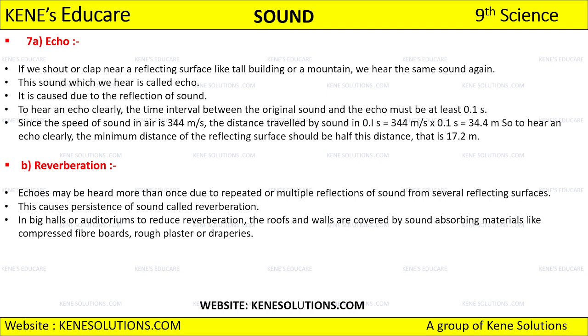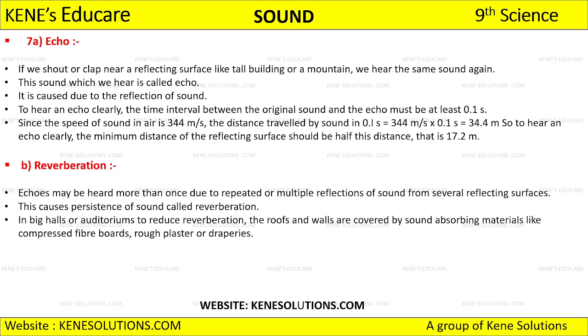And why is it so? Why are we able to listen to this sound? Because of the reflection of sound. Now you know what exactly reflection is, right? So it's all because of the reflection of sound that we are able to hear an echo. And to hear an echo clearly, the time interval between the original sound and the echo must be at least 0.1 second. If you want to listen to that echo clearly, you need to make sure that the time interval between the original sound and the echo is at least 0.1 second.